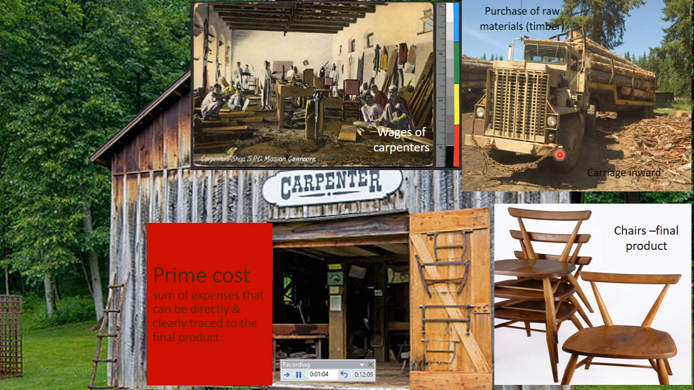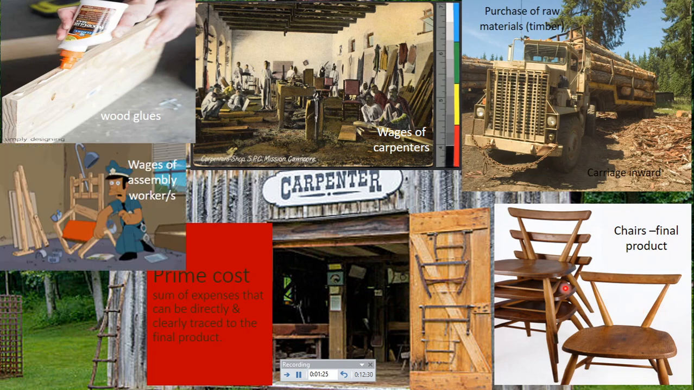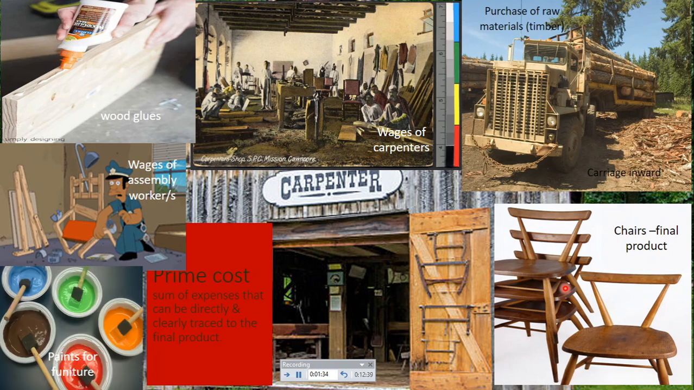Wages of the carpenters. Let's say we have used 10 carpenters to make these many chairs. So the wages paid to these carpenters are your direct cost, prime cost. Direct cost means prime cost. Wood glues, the glue used to stick the wood, is also your direct cost. Wages of assembly workers: you can see a worker assembling the chairs, so the wages paid to him are also your direct cost.